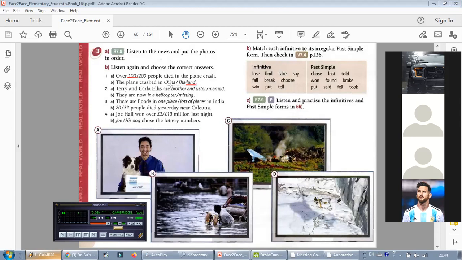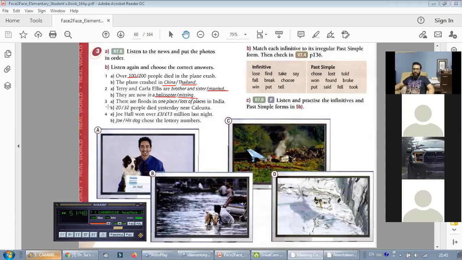Thailand. China. Okay. Some of you say Thailand. Some of you say Thailand. Number two, Terry and Carla Ellis are brother and sister or married? Married. Okay. They are now in a helicopter or they are now missing? Helicopter. Missing. Okay. Missing. Helicopter. Salma, missing or helicopter? What do you think? Helicopter.